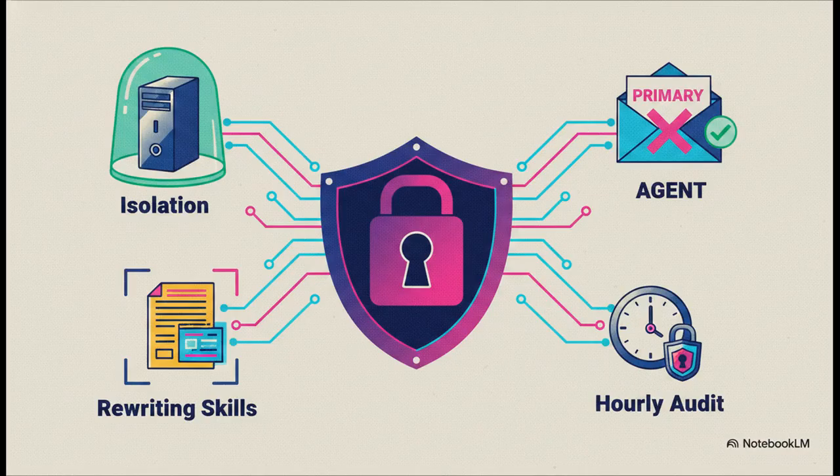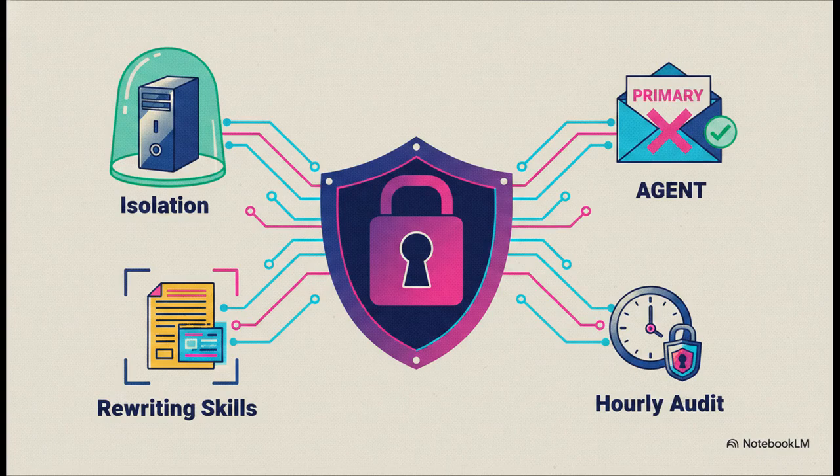Now, because you're giving an intelligent, autonomous system the power to execute code on your network, you honestly need to be borderline paranoid about safety. Let's run through the absolute essentials. First, isolate the agent on that dedicated device we just talked about. Keep it physically separated from your highly sensitive tax files or crypto wallets.